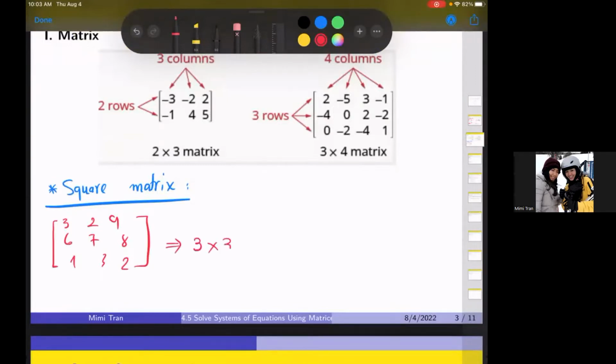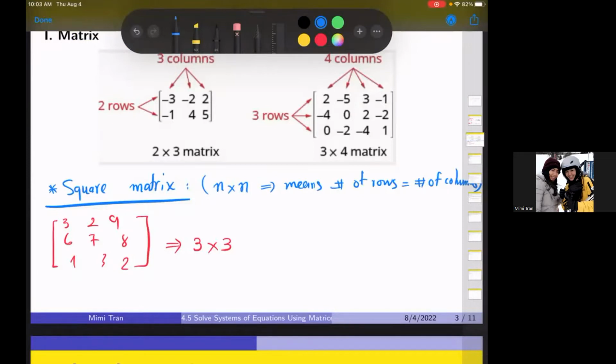Yeah, 3 by 3. It has to be matched. The number of rows equals the number of columns. So a square matrix is n by n, right? Always the same. That means the number of rows is equal to the number of columns. Very, very helpful. So far, so good.